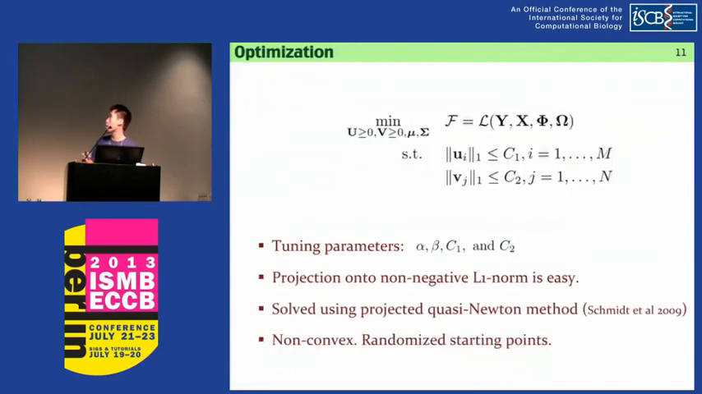Okay. Together, all this, we pose as an optimization problem. We try to minimize the negative log likelihood, and we add two extra constraints for sparsity, such as the L1 constraint. Because we restrict U and V to be non-negative matrices, projection of U and V onto a non-negative L1 ball is easy, so we can solve this non-convex problem using a projected quasi-Newton method. And we need to do randomization with different starting points to get over the non-convexity.